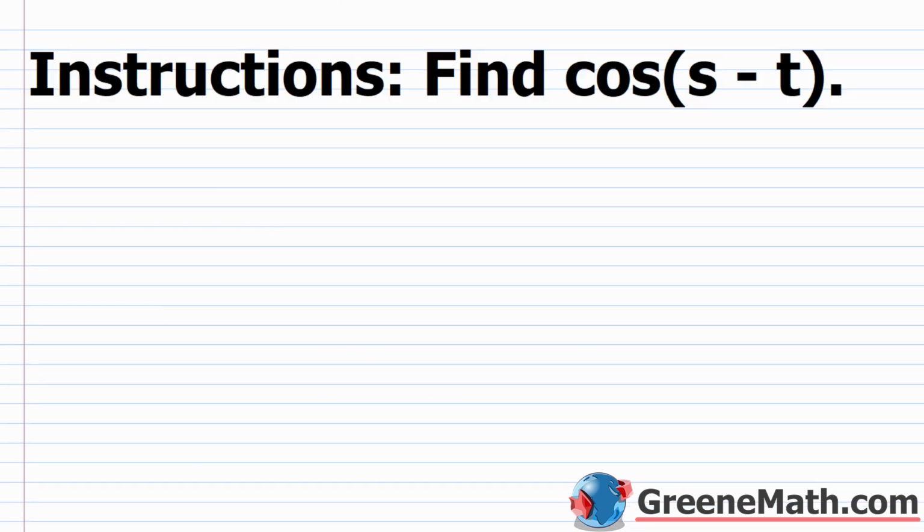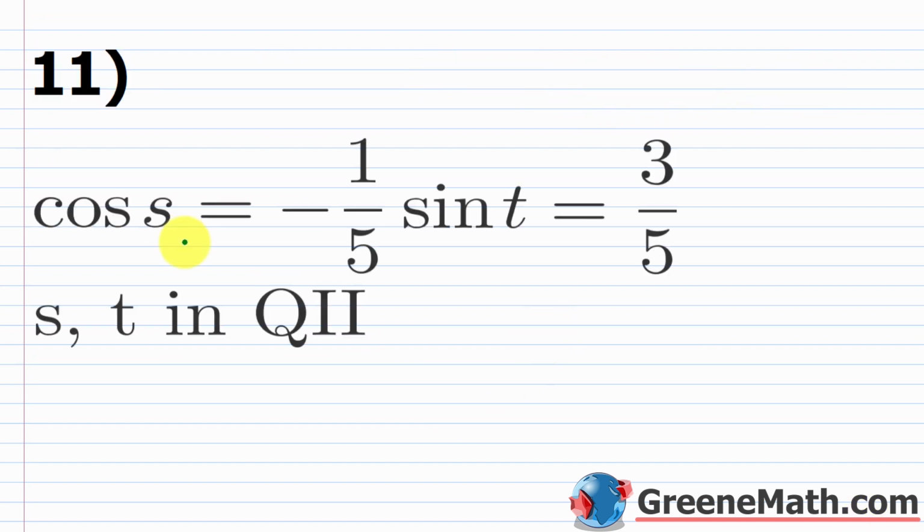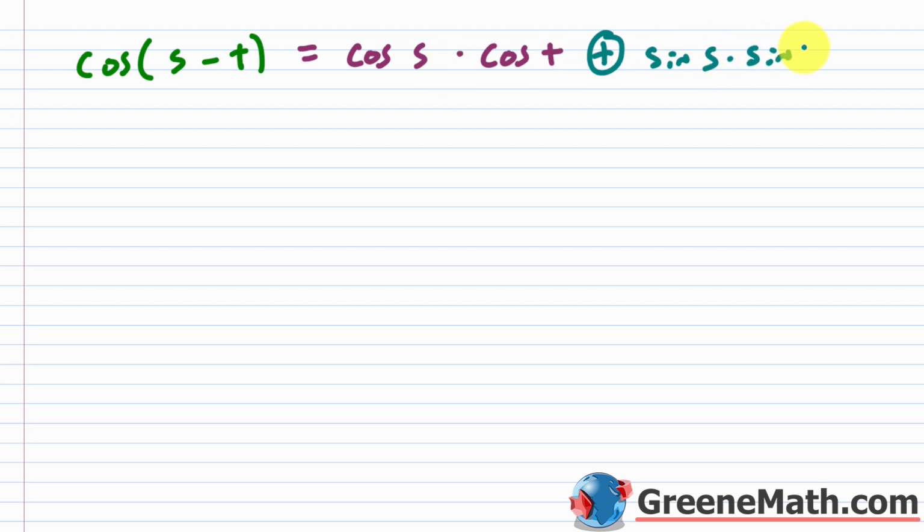All right, for the next few problems, the instructions tell us to find the cosine of s minus t. So here's problem 11. We're given the cosine of s is equal to negative 1/5. We're given that the sine of t is equal to 3/5. We're also told that s and t are both in quadrant 2. So let me come down here and say the cosine of s minus t is equal to the cosine of s times the cosine of t. And then because this is a minus, you want a plus. Now, whenever you put a plus next to a t, it's always confusing. So let me circle this so we know this is a plus. You have your sine of s times your sine of t.